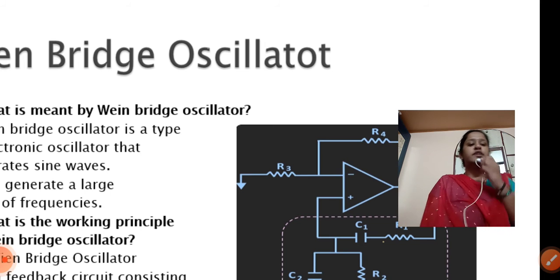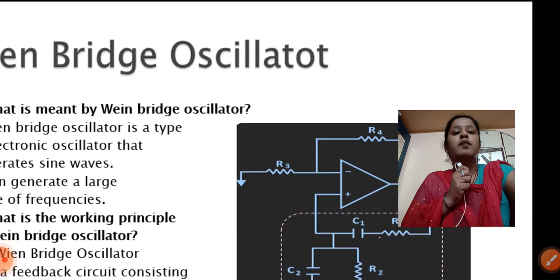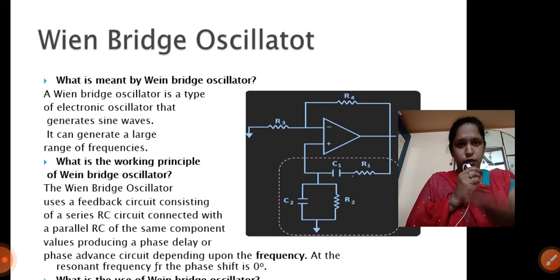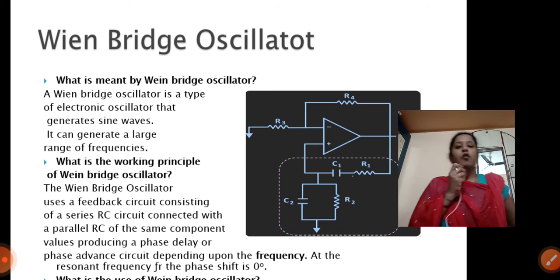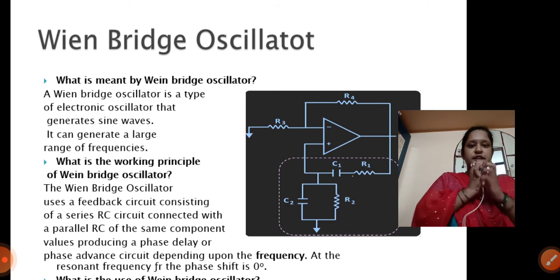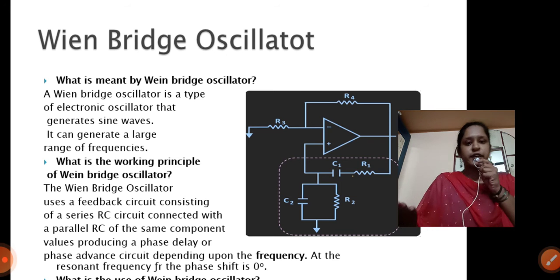We have to see it in this figure. Before studying this circuit, I am going to explain what it is. What is meant by the Wien bridge oscillator? A Wien bridge oscillator is a type of electronic oscillator that generates a sine wave. It can generate a large range of frequencies.